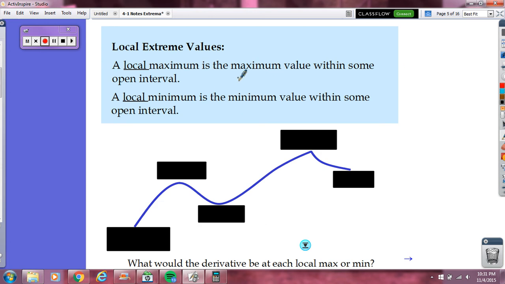So we've seen global maximums, like the biggest overall. We've seen global minimums, like the smallest overall, but we also have local extreme values. A local maximum is the maximum value within some open interval. A local minimum is the minimum value within some open interval. So take a look at the 5 different spots we've got marked out here on this example. Think about which ones might be our global maximums and minimums and which ones might be our local maximums and minimums. So pause the video so you can think.